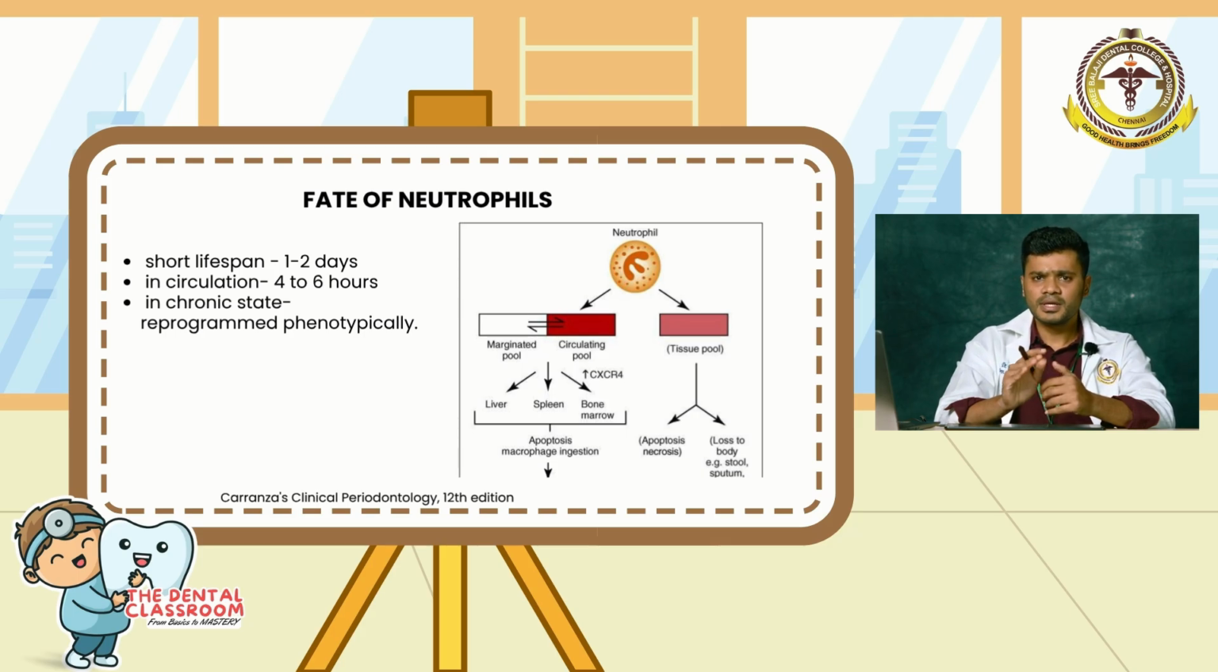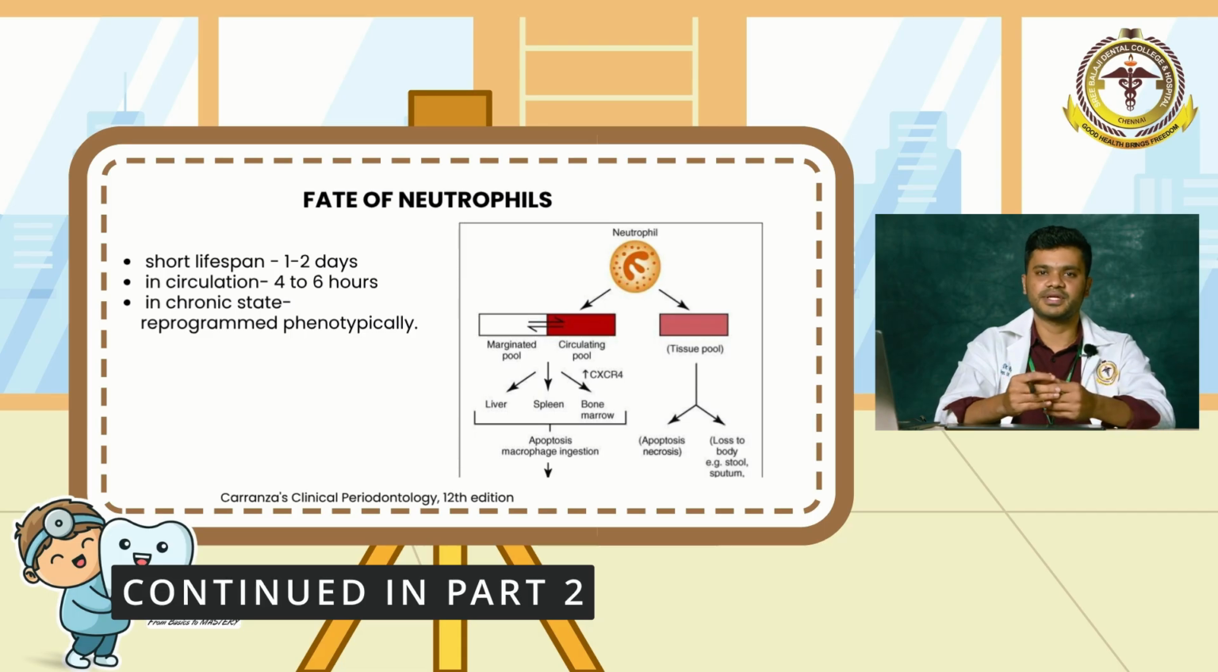So this is the fate of neutrophils. The main fate of neutrophils is a short lifespan of 1 to 2 days, and in circulation around 4 to 6 hours, whereas in a disease state like chronic inflammation, they are reprogrammed phenotypically and stay for a long duration, and that leads to more inflammation. So this is the fate of neutrophils.